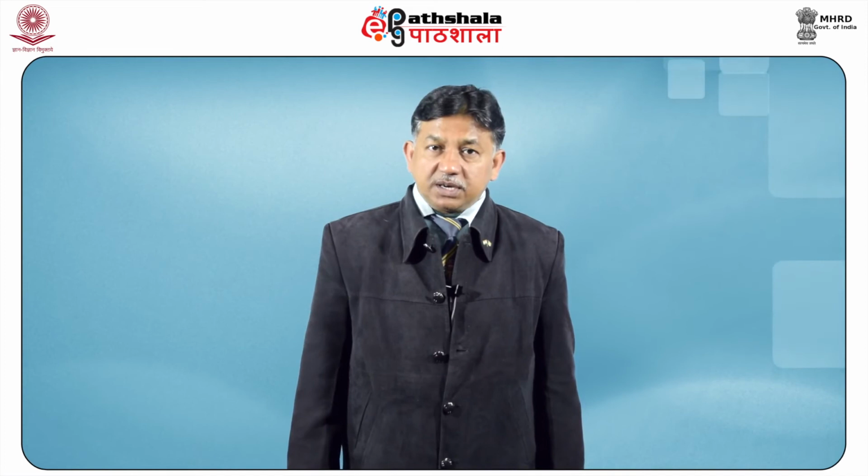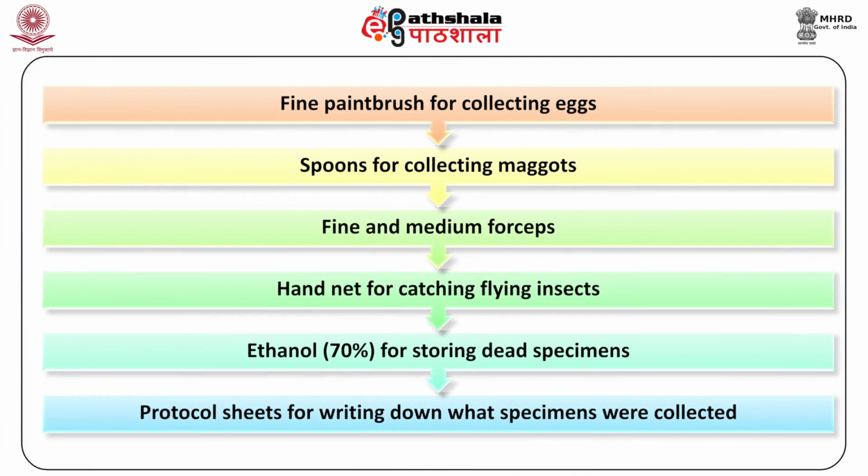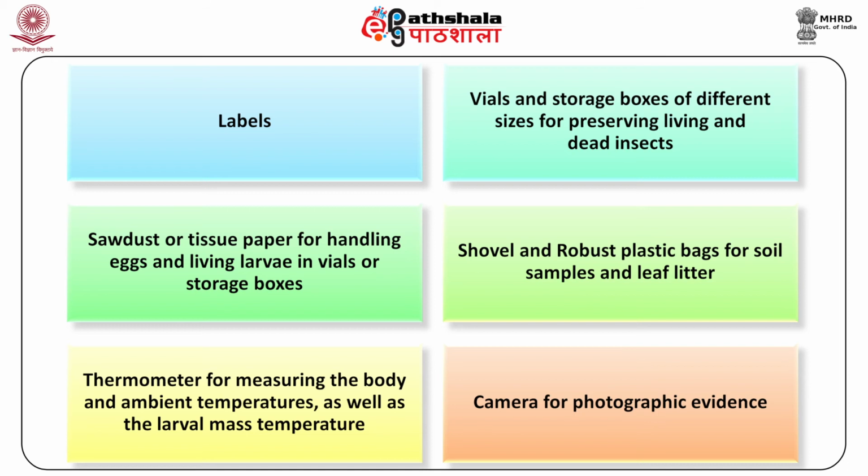Now let's see what the equipment and tools required for evidence collection at the crime scene or at the recovery of the body are. Fine paintbrush for collecting eggs, spoons for collecting maggots, fine and medium forceps for collecting adults and more fragile immature insects, the hand net for catching flying insects, 70% ethanol for storing dead specimens, the protocol sheets for writing down what specimens were collected, the labels, the vials and the storage boxes of different sizes for preserving living and dead insects, the sawdust or tissue paper for handling eggs and living larvae in vials or storage boxes, shovel and robust plastic bags for soil samples and leaf litter, thermometer for measuring the body and ambient temperatures as well as the larval mass temperature, and of course the camera for the photographic evidence.